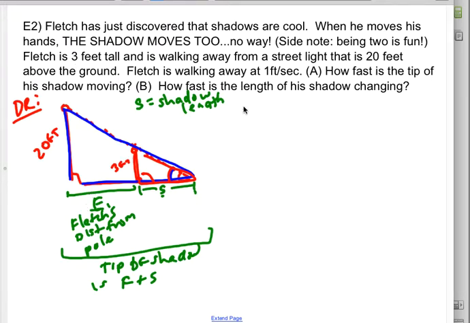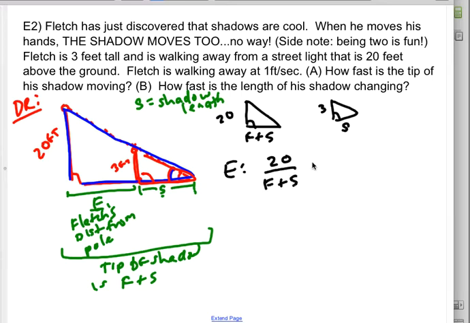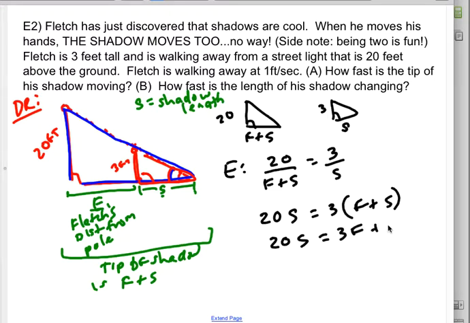The setup for the equations is that they are proportional triangles. You have a 20 and an F plus S, and that has to be proportional to a 3 and an S. So that is 100% how you're going to set up this equation. The equation is going to be that 20 is to F plus S as 3 is to S. So if you cross multiply, you're going to get 20S equals 3 times the quantity F plus S. 20S equals 3F plus 3S, right?